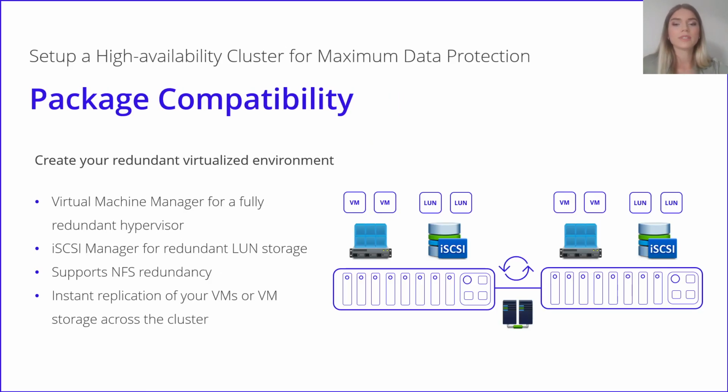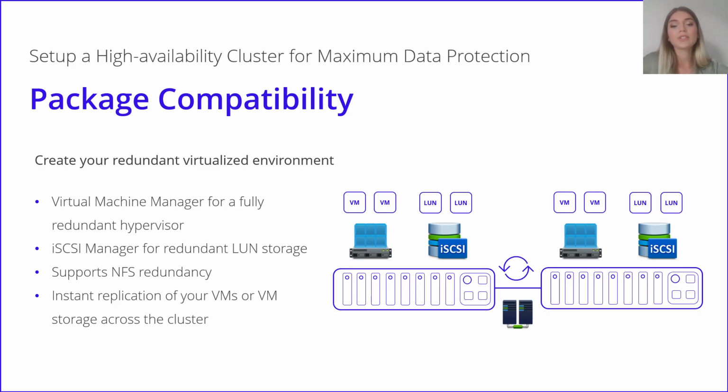You can run almost all the packages in the SHA configuration, which provides limitless potential. You can use VMM to create a complete redundant hypervisor experience. So you're going to have only 2 NAS, active passive, and both of them are going to be running different virtual machines on Virtual Machine Manager. And you can also run iSCSI storage if you want some redundant LAN storage for your existing hypervisors. And of course, we provide NFS redundancy.